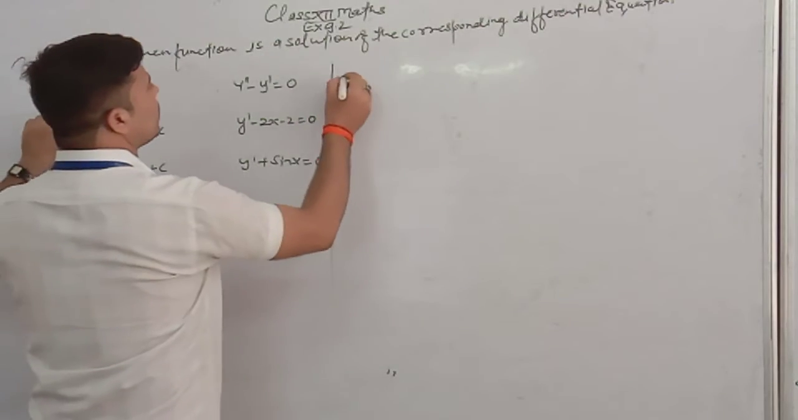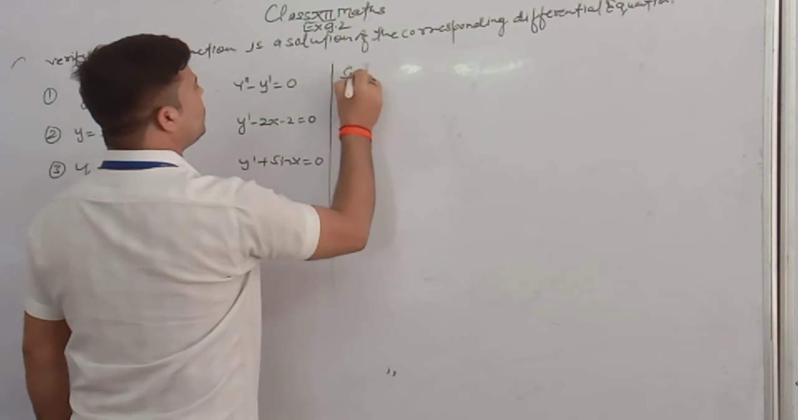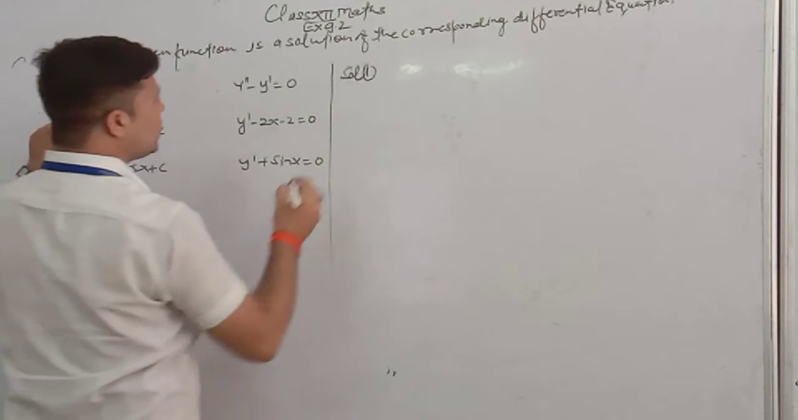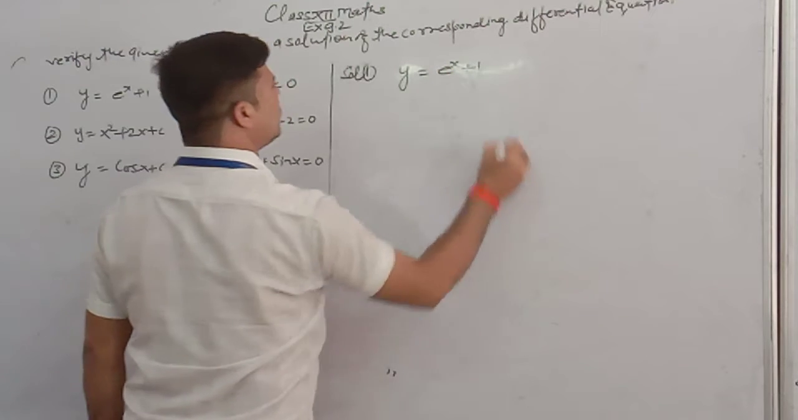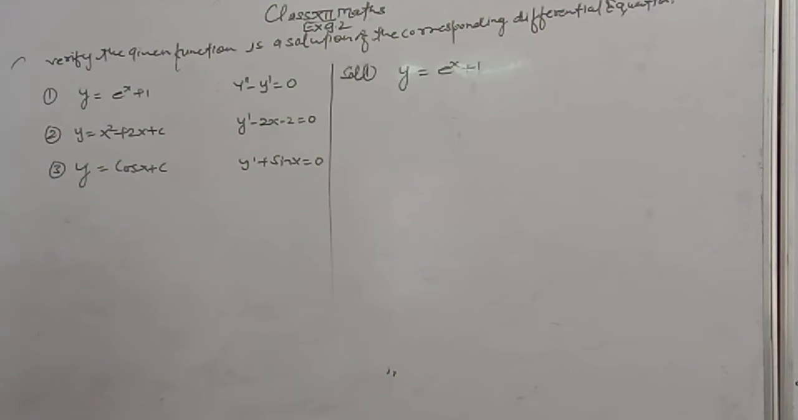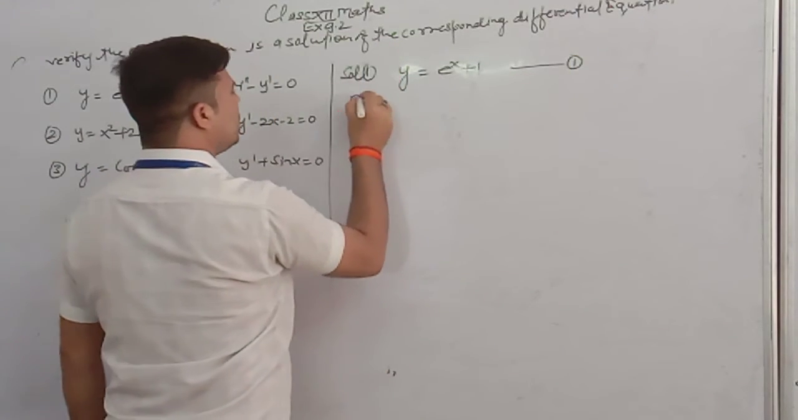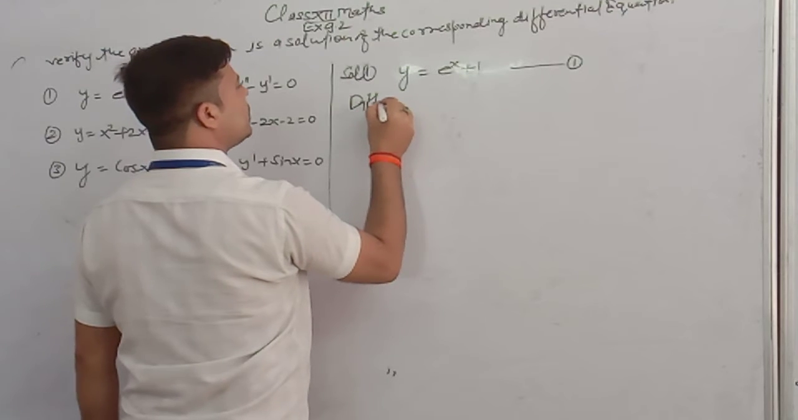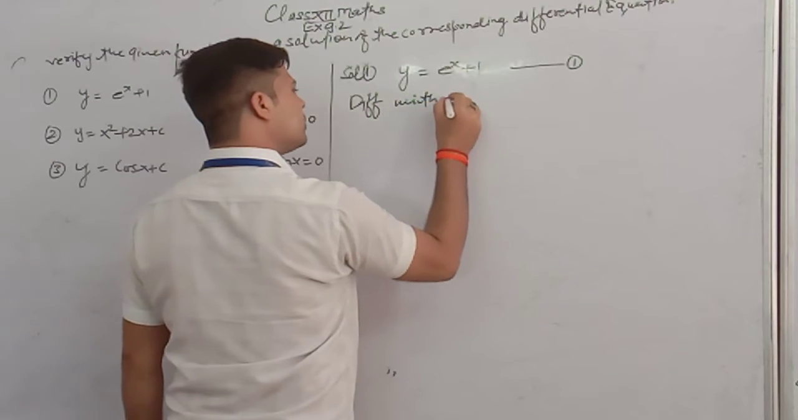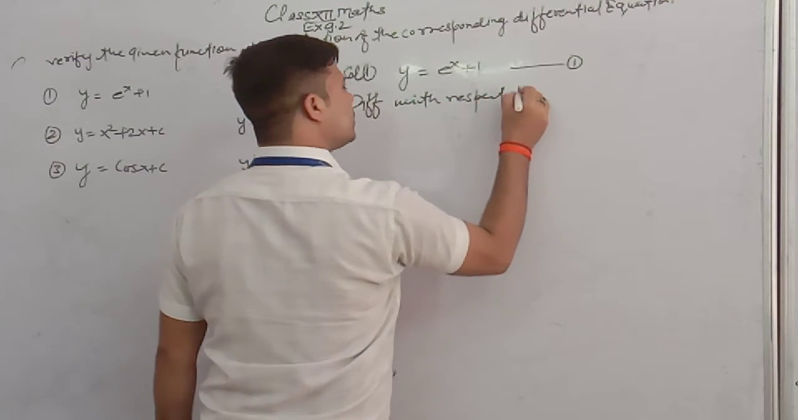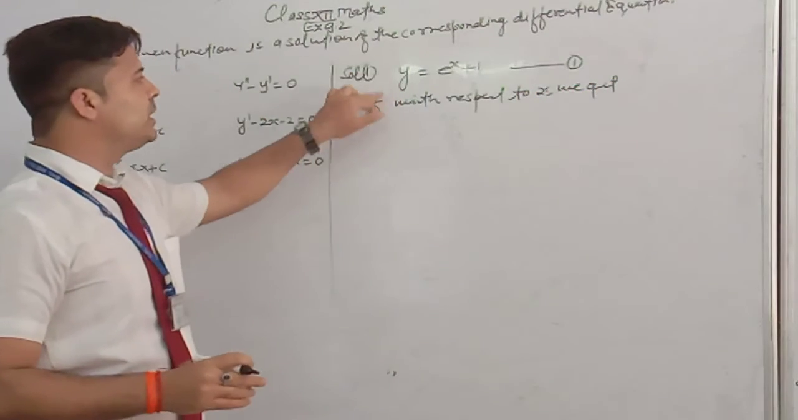Solution of the first question. The given function is y is equal to e to the power x plus 1. Take it as equation number 1. Differentiating with respect to x, firstly we need to differentiate it with respect to x.